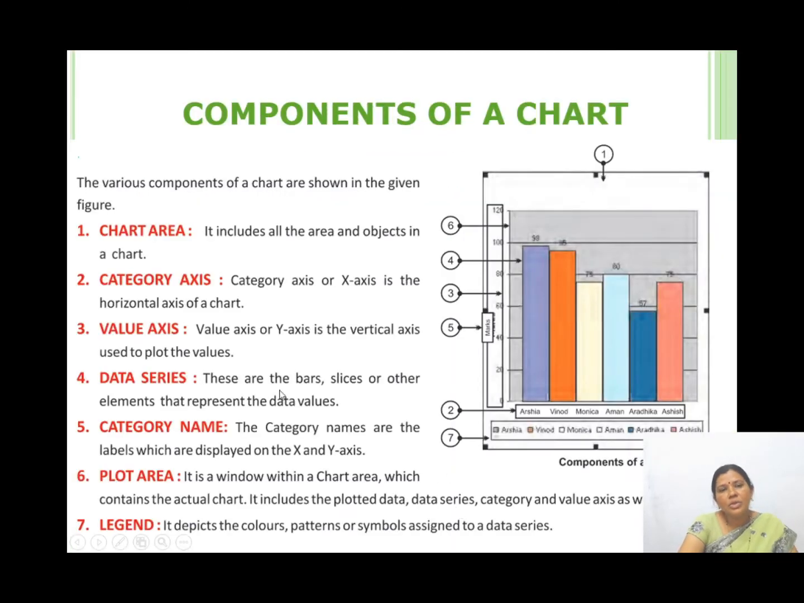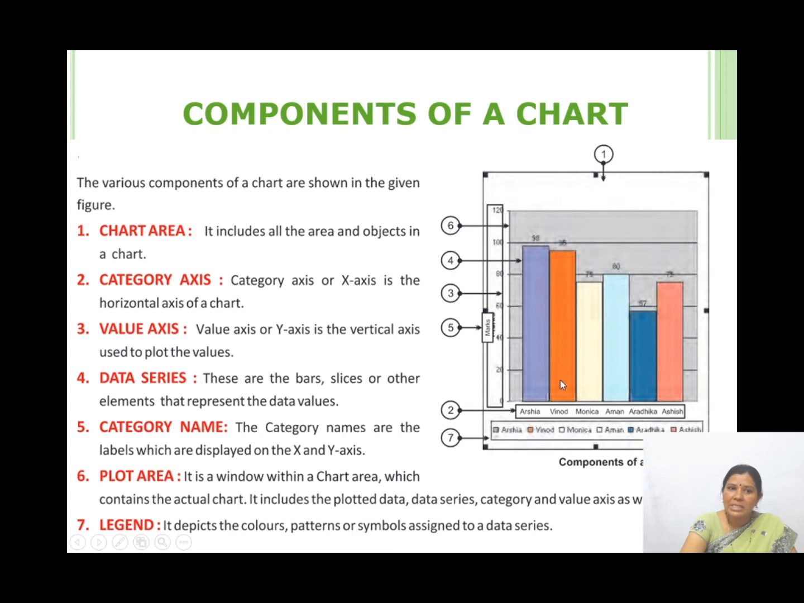Next we learn about the components of a chart. Here I took one example of a chart, and the various components of charts are shown in the given figure. See here, this is the chart area. Chart area, first, this is 1. It indicates the chart area and it includes the area and objects in a chart. Next one is the category axis. This one, second: Arshia, Vinod, Monica, Aman. These all are the category axis.